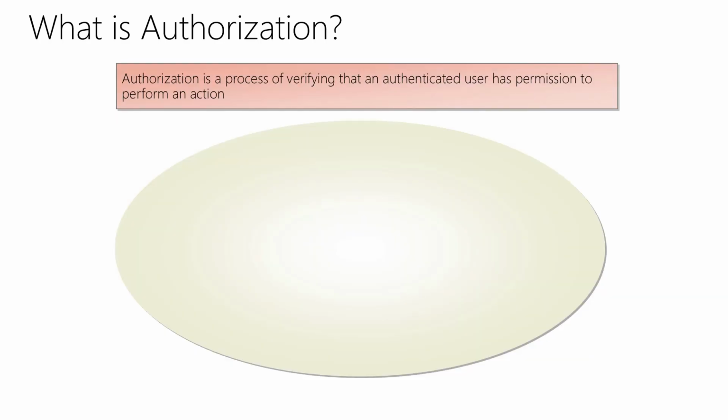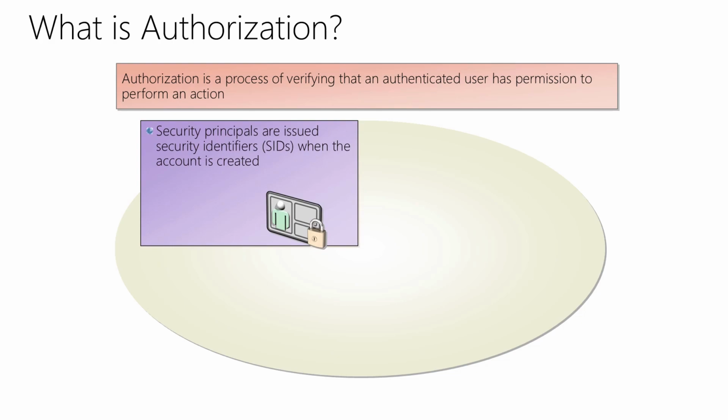Next is authorization. Authorization is a process of verifying that an authenticated user has permission to perform an action. Security principals are issued security identifiers when the account is created. Some of the types of attributes that might be contained in the security tokens are user group, ownership, and admin privileges.